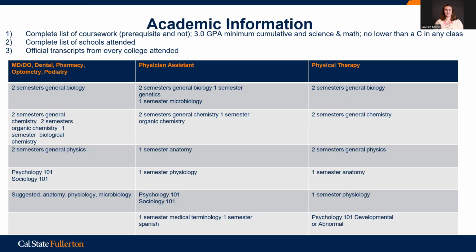So looking at our academic prerequisites, on the medicine, dental, pharmacy, optometry, and podiatry tracks, here we're going to be looking at 2 semesters of general biology, 2 semesters of general chemistry, 2 semesters of organic chemistry, and typically 1 semester of biological chemistry, as well as 2 semesters of general physics, Psych 101, Soc 101, and depending on the programs you're applying to, you may want to take anatomy, physiology, and microbiology, or these may be required, right? So this is kind of what you should have, or at least have in process, when you are applying.